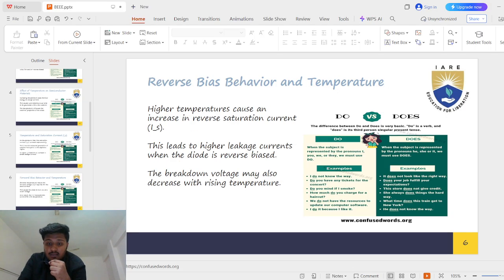Reverse bias behavior and temperature. When the temperature increases, more charge carriers, electrons and holes, are generated inside the diode. This makes the reverse saturation current go up. As a result, the small leakage current that flows when the diode is reverse biased becomes larger. Also, the diode may break down, conduct heavily in reverse, at a lower voltage because high temperature weakens the junction barrier.